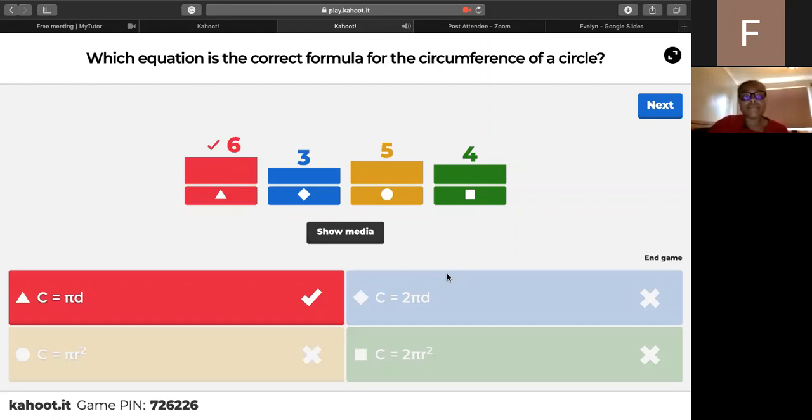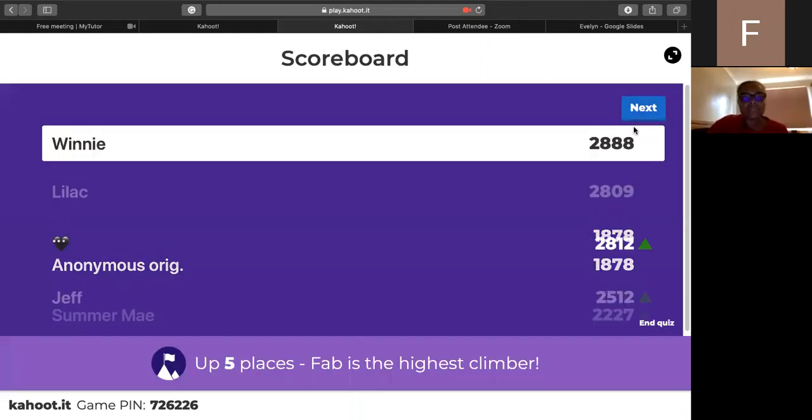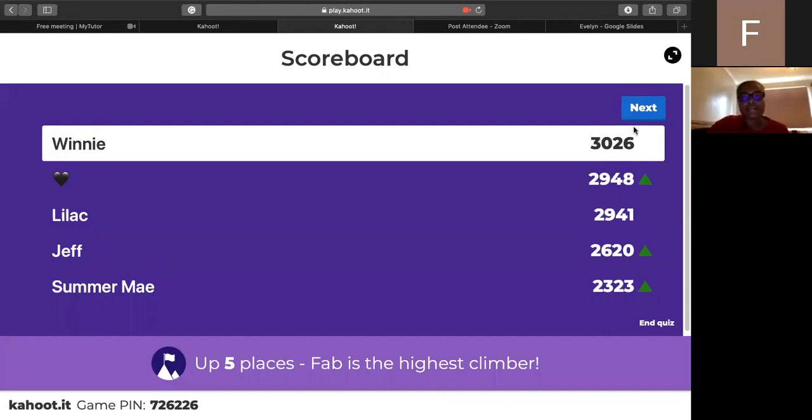Some of you might have picked pi r squared. Remember that's the area of a circle, not the circumference of a circle. And 2 pi r squared is not a formula that you use to work out anything for circles. Okay, so let's have a look at the leaderboard then. Well done, guys. Let's continue.